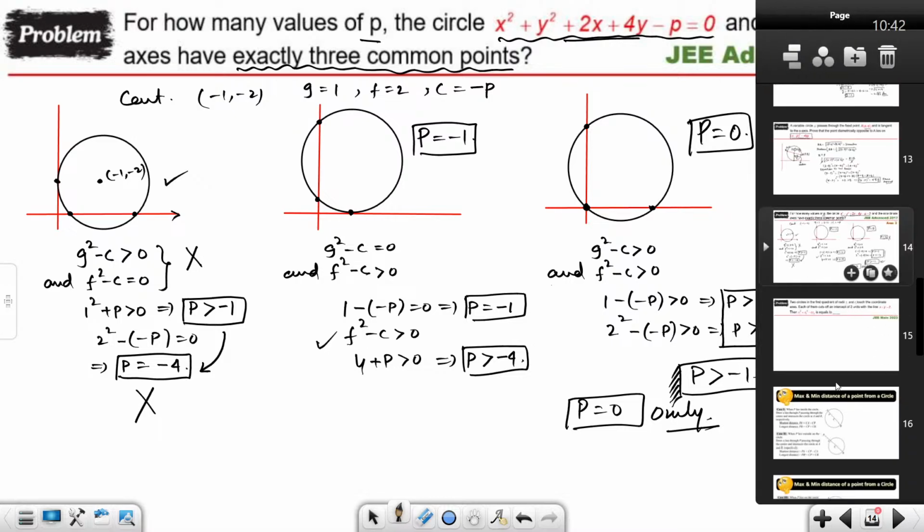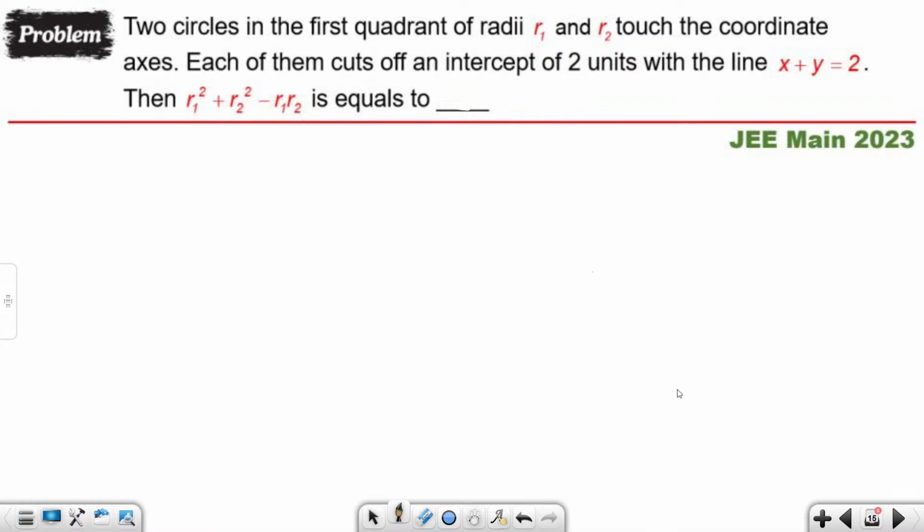Now let me take another problem, which is this one.